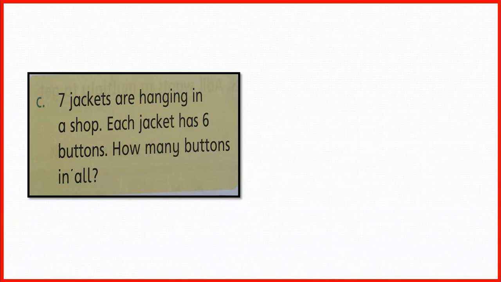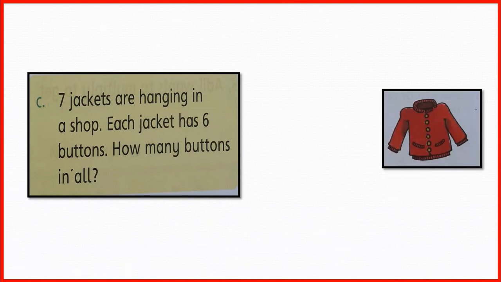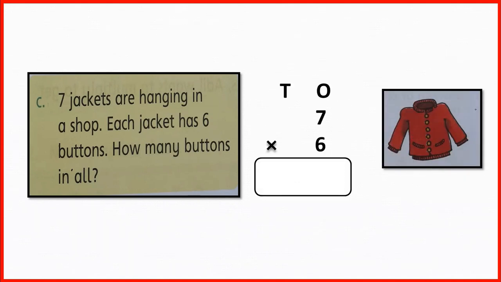The next is, 7 jackets are hanging in a shop. Each jacket has 6 buttons. How many buttons in all? Let's find. 7 jackets and 6 buttons on each jacket. So how many buttons in all? 6 sevens are 42. That means 42 buttons in all.